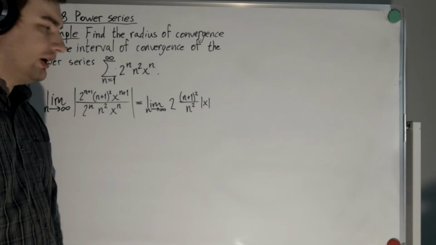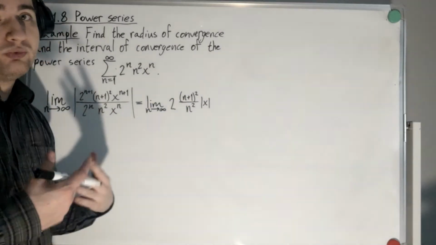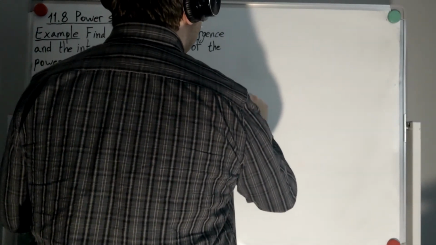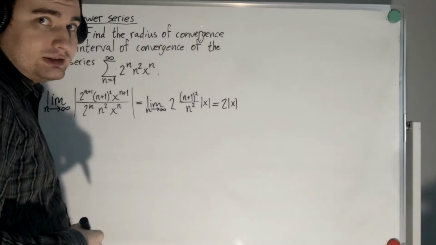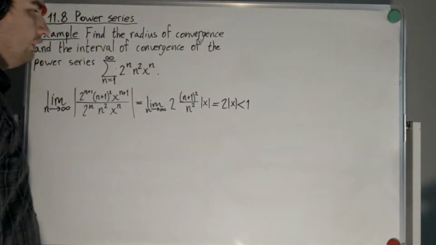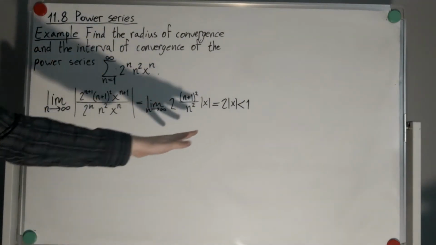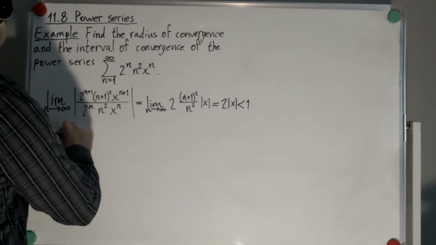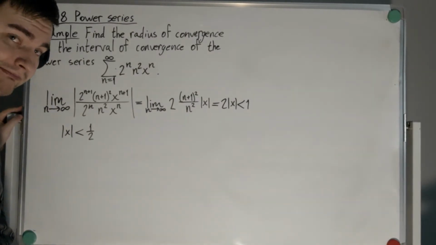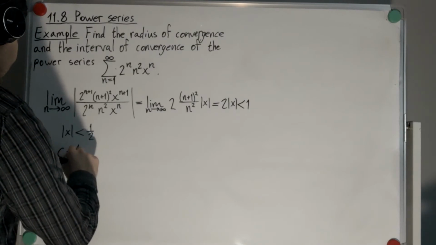First of all, as n approaches infinity, (n plus 1) squared over n squared just approaches 1. So this just approaches 2 times the absolute value of x. And we want this to be less than 1 in order to guarantee absolute convergence. Now I just want to point out, this is the same thing as saying absolute value of x is less than 1/2. And so what that tells us is that our radius of convergence is actually 1/2.